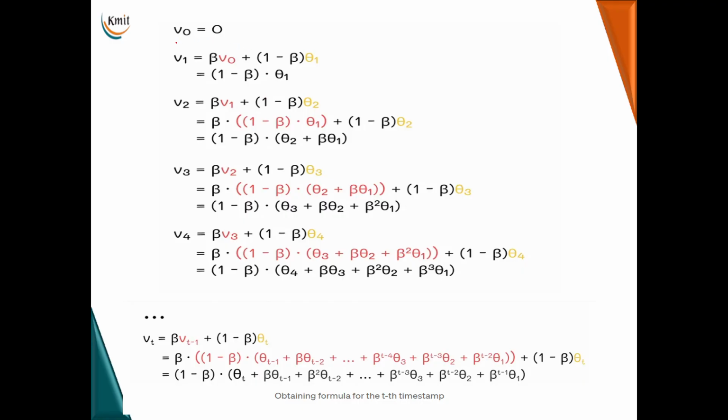This is an example. The initial moving average V0 is equal to 0. So V1 will be equal to beta into V0, which is 0, plus 1 minus beta into theta 1. So this is the exponentially moving average of the current observation, taking the previous one into consideration. Similarly, V2 will be beta into V1 plus 1 minus beta into theta 2, and so on. And this is the generalized equation.